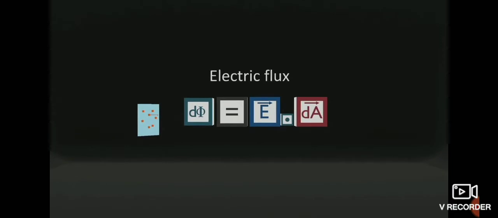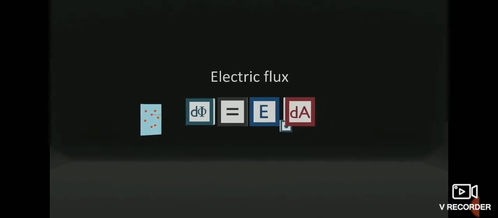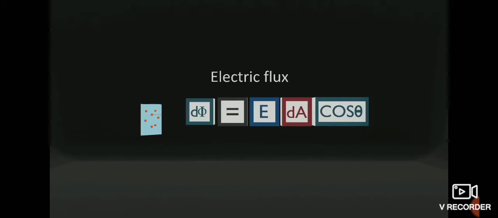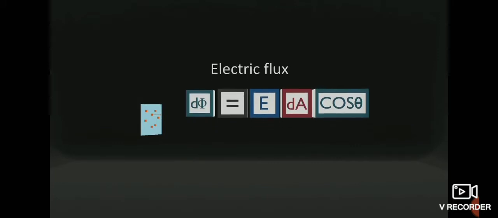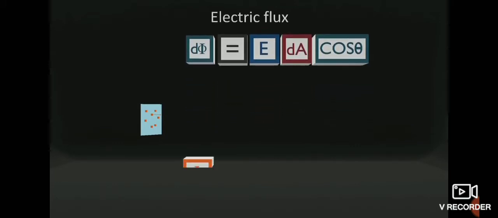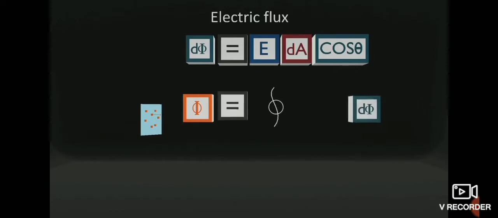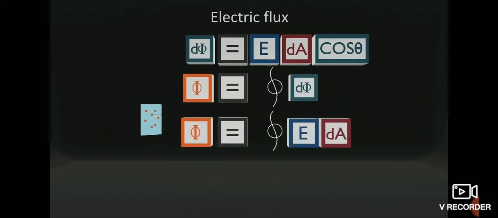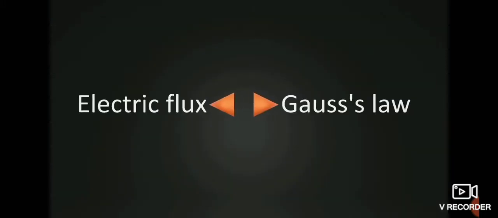The d psi is equal to E dot dA. The electric field is going through this area. So the dot product is actually expressed as E dA cos theta. So the flux d phi is equal to E dA cos theta. Therefore, the closed integral of d phi is phi, which is given by the closed integral of E dot dA.